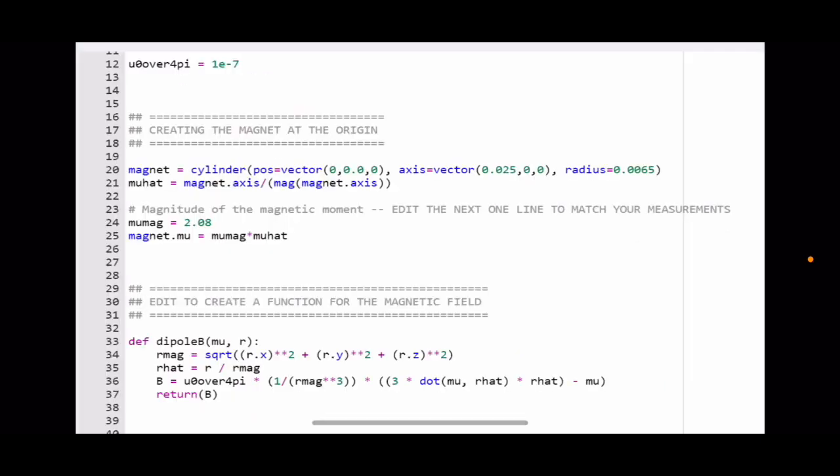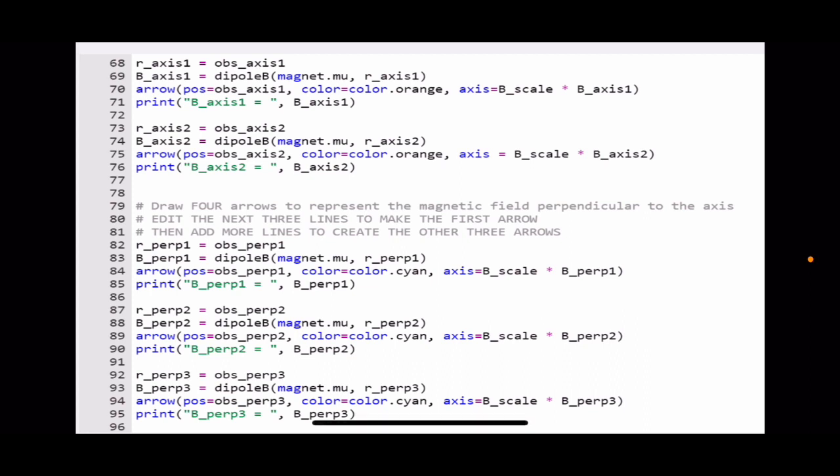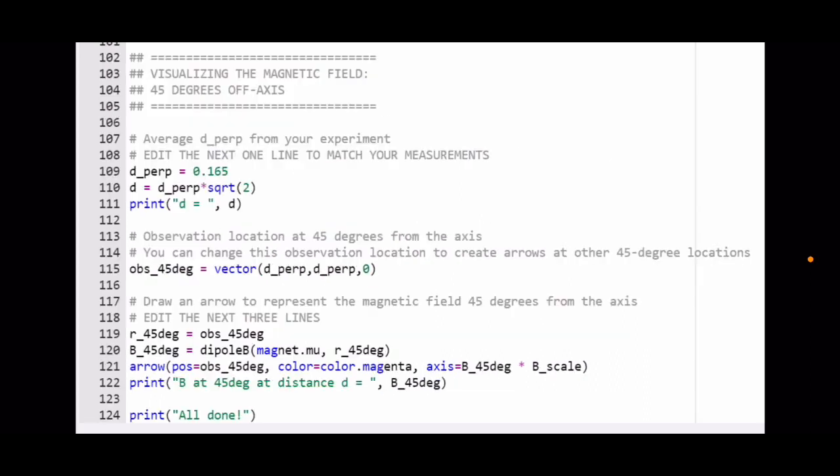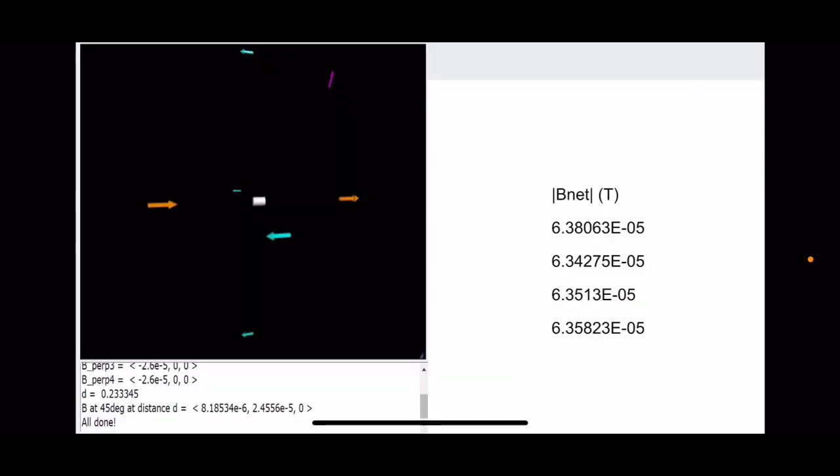Here's my GlowScript code. The bottom function is the dipole B function, which finds the dipole moment at each location. Here are the different arrow objects at different locations. Here's the one at 45-degree angle to the bar magnet. And here's the visual, with the center being the magnet. Different arrows represent the magnetic field at different locations.